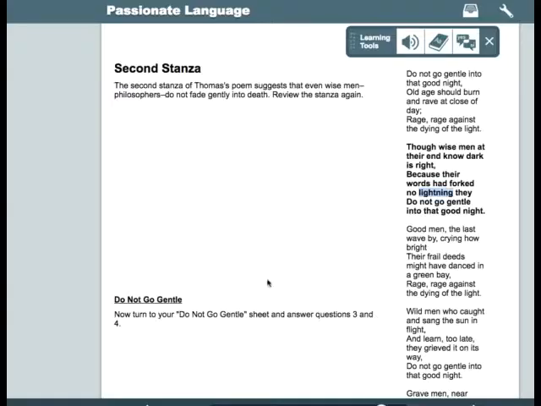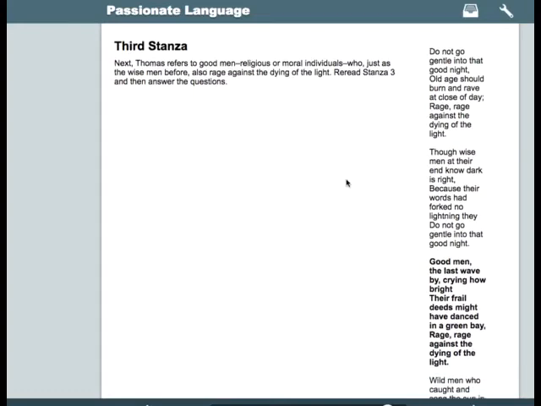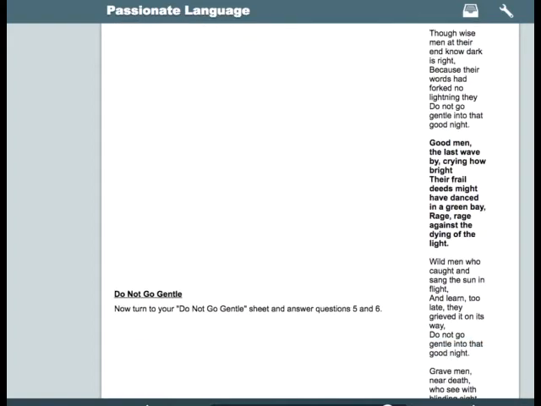And then we go to the third stanza, pretty much doing the same thing. Now Thomas is referring to good men. So we've got the wise philosophers, and now we're talking about the good men, the religious or moral individuals who are also raging against the dying of the light. So you want to reread the stanza. Good men, the last wave by, crying how bright their frail deeds might have danced in a green bay. Rage, rage against the dying of the light. So now we go back and answer 5 and 6.